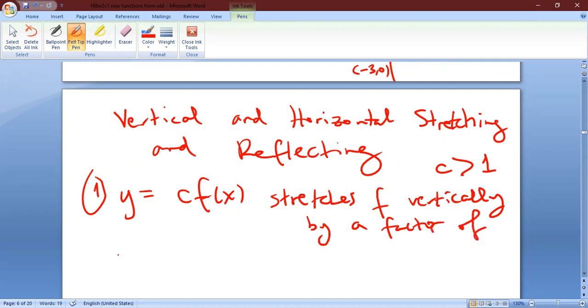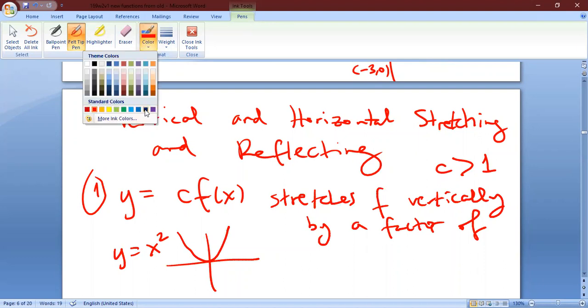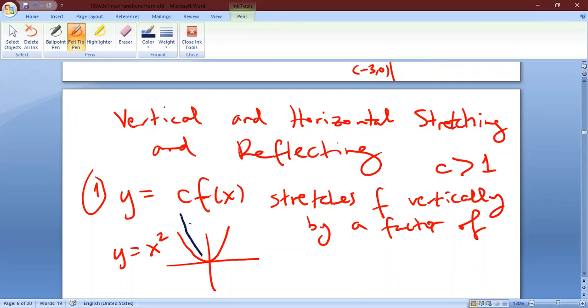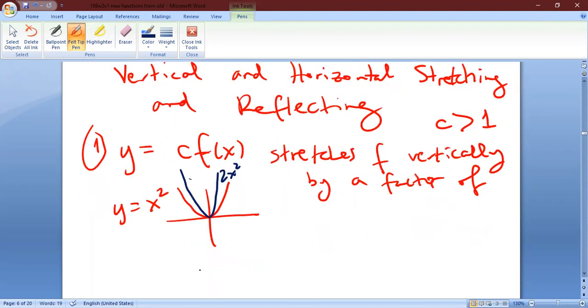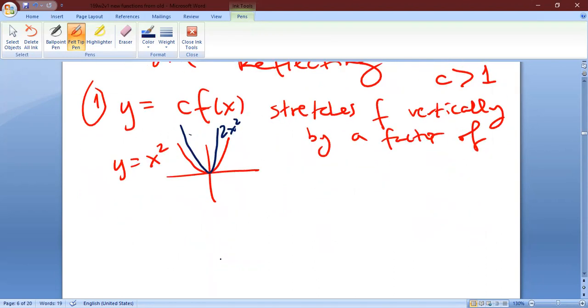So let me give an example here. Let's say y equals x squared. It looks like this. But if you multiply by, let's say, 2, then you are going to stretch it like this, 2x squared. If you multiply it by 3, it's going to be even bigger. So it's a new way of obtaining functions.